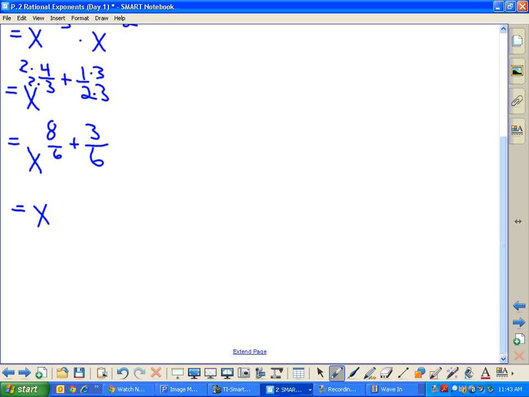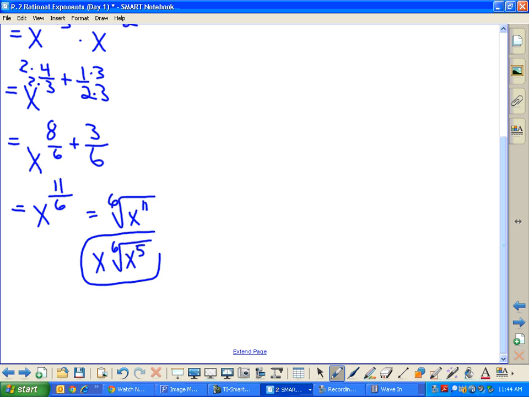So I have x to the 11 over 6. According to the directions, one more step. I have to turn that into a radical. So this is going to be the same as the 6th root of x to the 11th power. And then 6 goes into 11 one time, and there are 5 x's left over. I don't have to worry about absolute values in my answer because we're just assuming all variables are positive. So that is that.